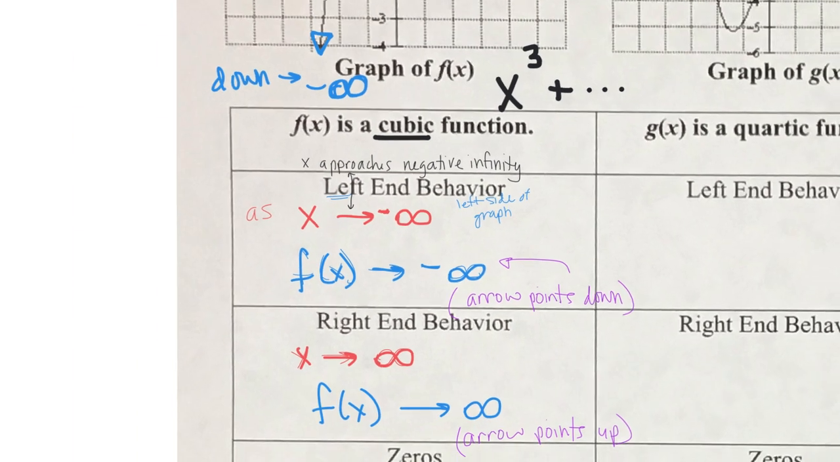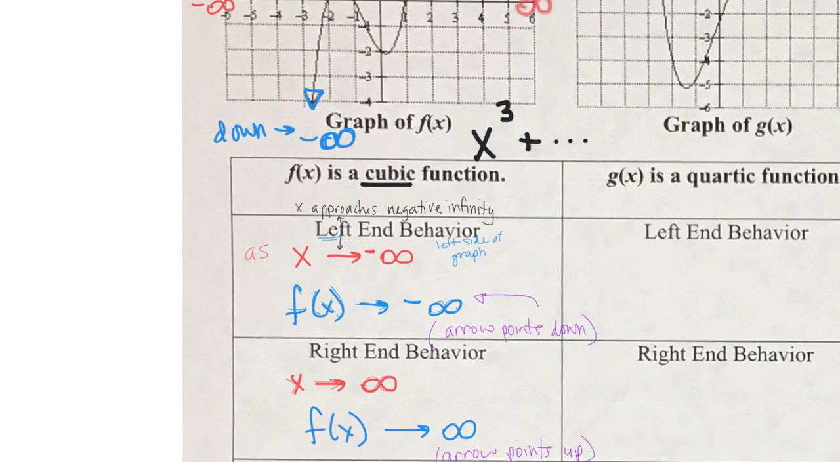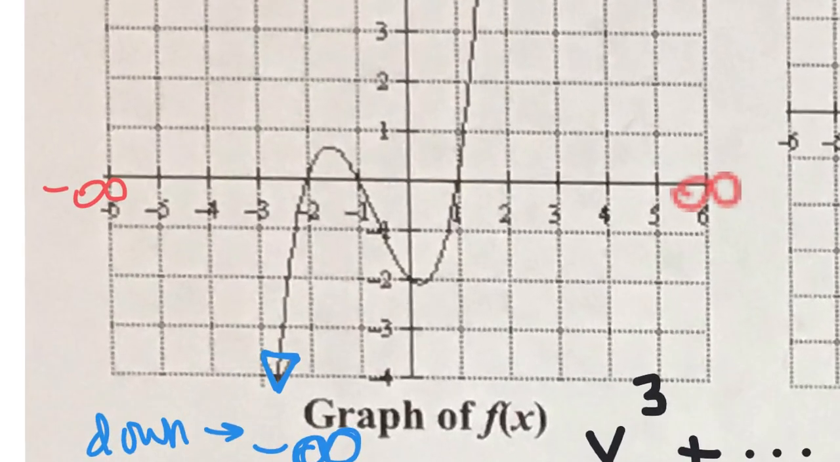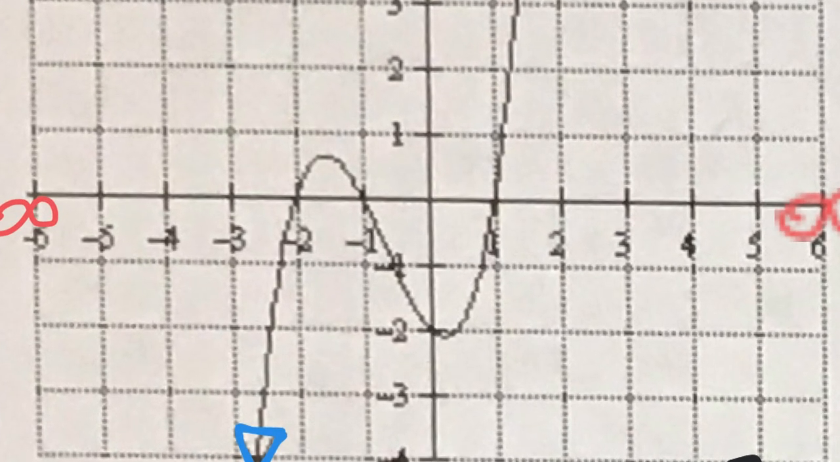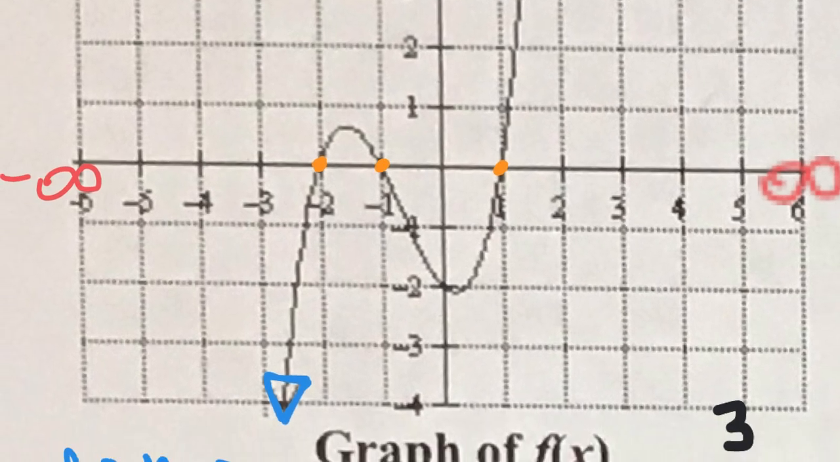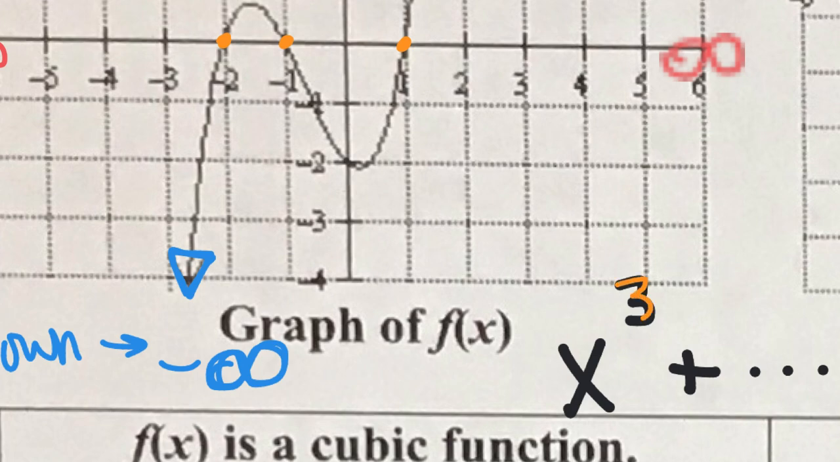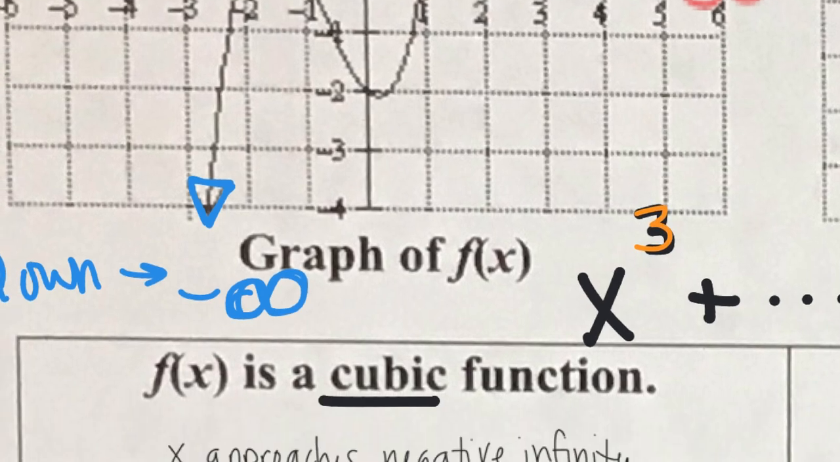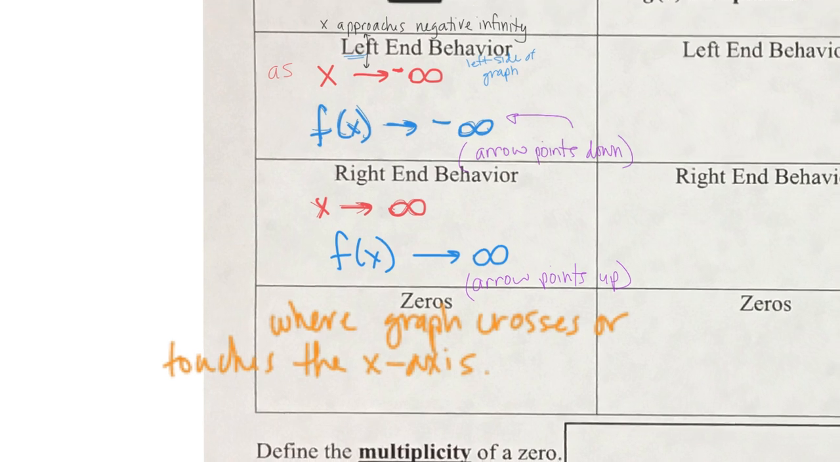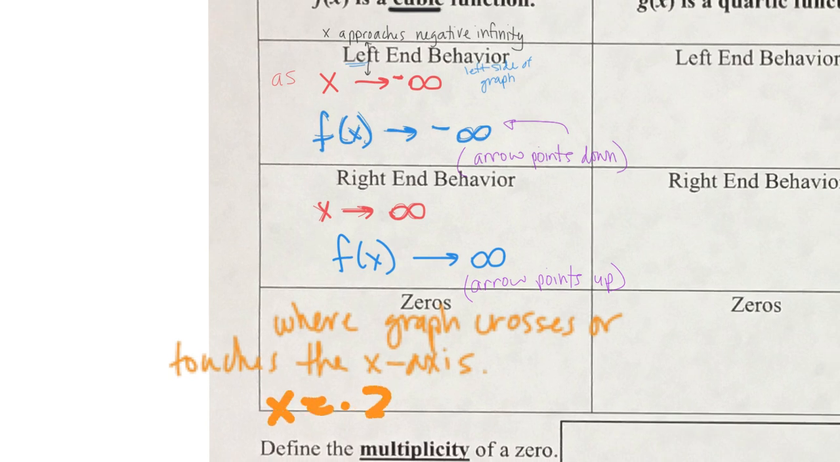The other thing about our graph is the zeros. The zeros of the graph are where your graph crosses or touches the x-axis. On our graph, we see that there are 3 places where it crosses the x-axis: once at -2, once at -1, and once at +1. So our cubic equation will have at most 3 x-intercepts. For the zeros, we write x equals -2, -1, and +1.